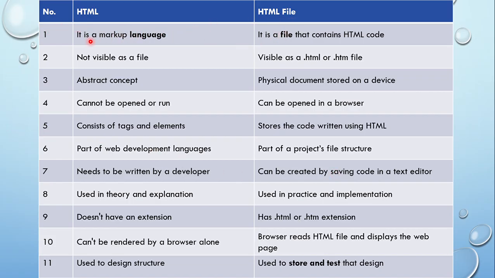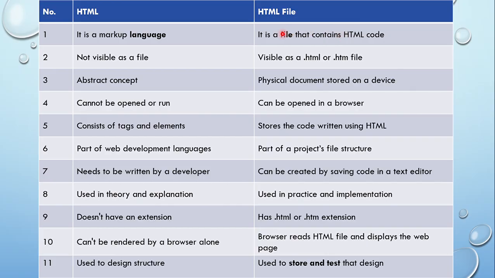First, HTML is a markup language. It's like English or Hindi but used to write web pages. Okay, HTML file means it is a file that contains the HTML code. It's like a notebook where HTML is written. HTML is just a language, but the HTML file is a book where the code is written and saved in the file. When you run it, it will show in the browser.